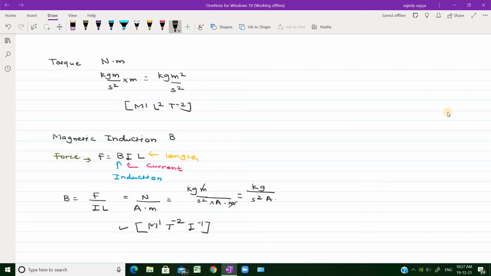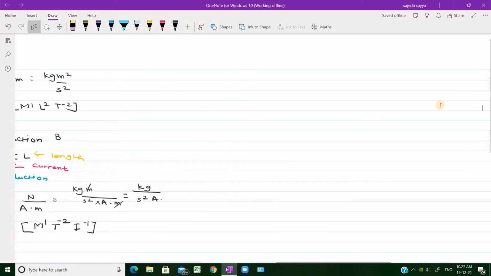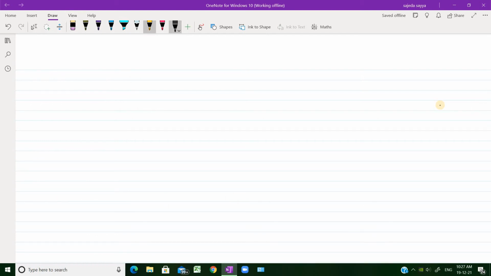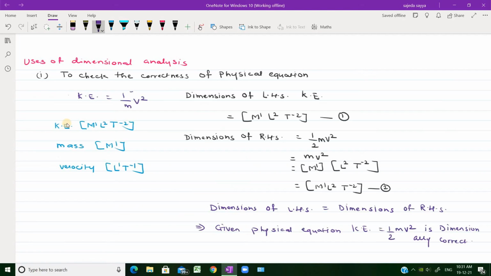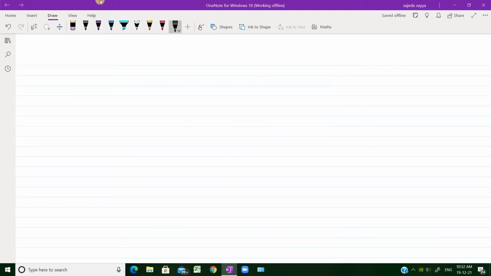Now let's study about the uses of dimensional analysis. This is a very important use of dimensional analysis. First, to check the correctness of a physical equation. So to understand this, let us take an example. In the examination, if you are not sure about the formula which you are going to use for numerical solving, this is the best way to check the correctness of that physical equation. There's only one drawback, that is you cannot find the constant number included in that formula by using dimensional analysis.